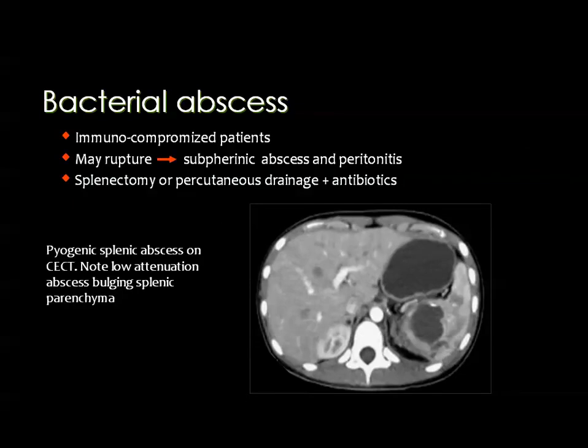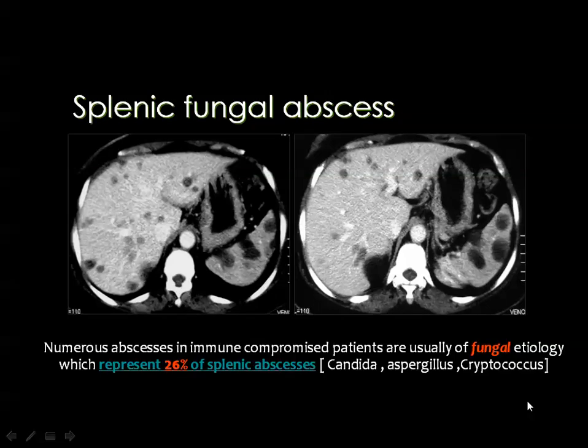Then abscesses may be due to bacteria or other organisms, and abscesses, especially in the spleen, may occur in patients with an immune compromised state. Whenever the splenic abscess ruptures, it may lead to peritonitis. And you see here in this post-contrast study, this is the spleen, and this is a marginally enhanced, fluid containing lesion in the posterior part of the spleen, representing an abscess.